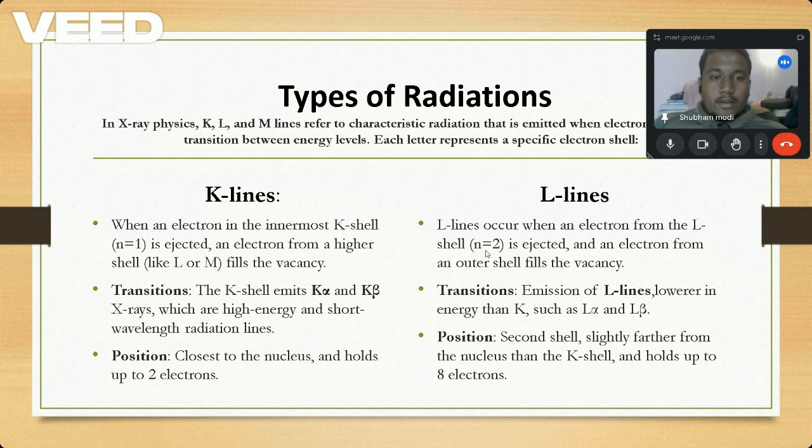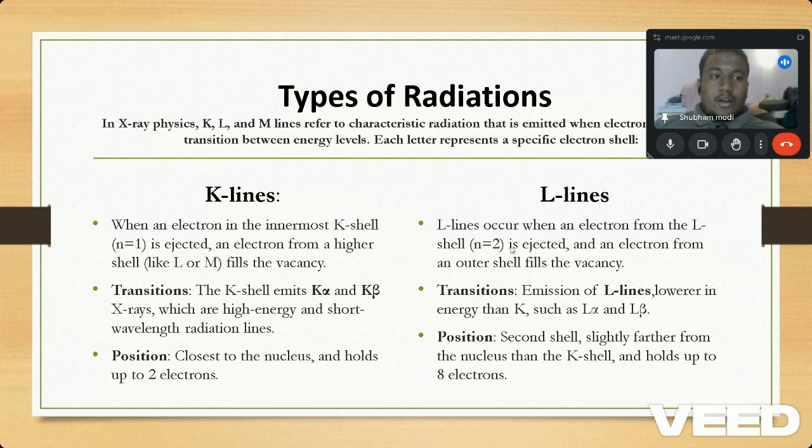For the L lines, the L lines occur when an electron from the K shell, which is n equals 1, is ejected and an electron from the outer shell fills the vacancy. The transitions of L lines are lower in energy than K, such as L alpha and L beta, which means the electrons get transited to n equals 2 here, and the position of L lines is slightly farther from the K shell and can hold up to 8 electrons.